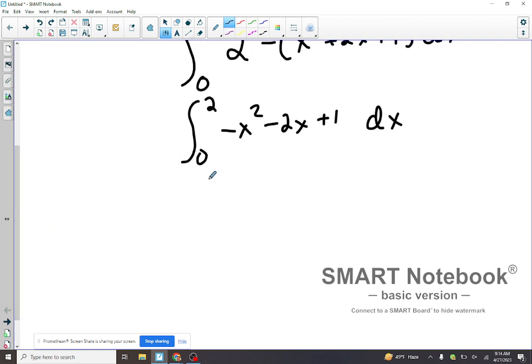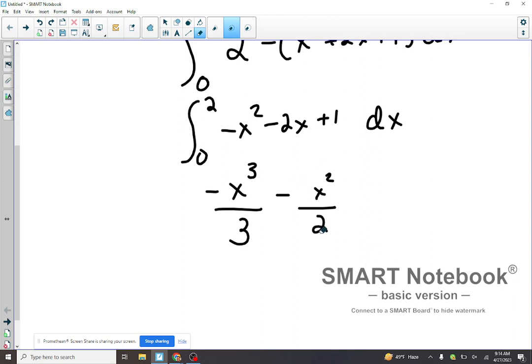So the antiderivative of this is negative x to the third power over 3. The antiderivative of this is minus 2x squared over 2, which means you could cancel those out. So we're just going to put x squared. Where did the 2 go? Because 2 is on top and 2 is on bottom, I cancel them out. And then plus x, technically x to the 1 divided by 1.